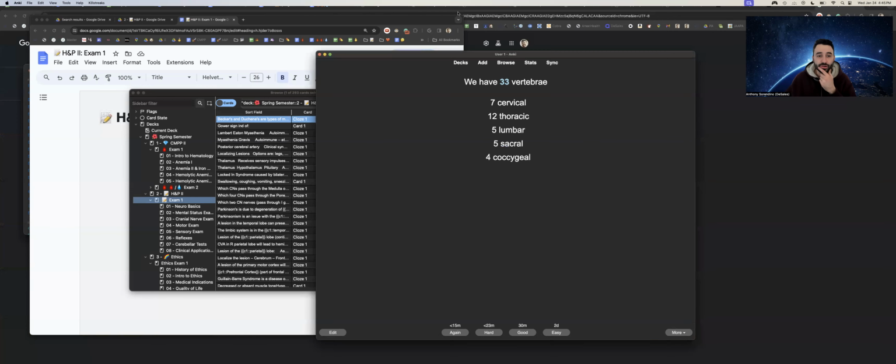I am screen sharing, right? Yeah. Right? Screen sharing. Yes. Okay.